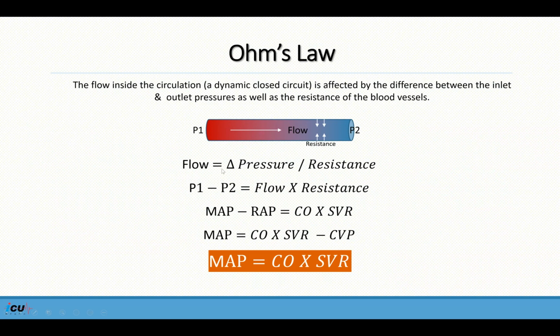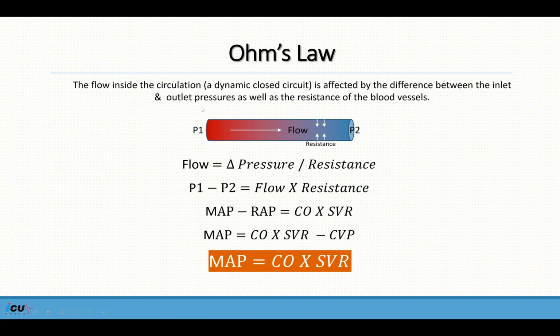So the formula would be flow equals change in the pressure divided by resistance. The higher the change in the pressure, the higher the flow. The lower the resistance, the higher the flow. Let's take the change in the pressure to the left side of the formula here. So the change in the pressure, which is P1 minus P2, would equal flow multiplied by resistance.